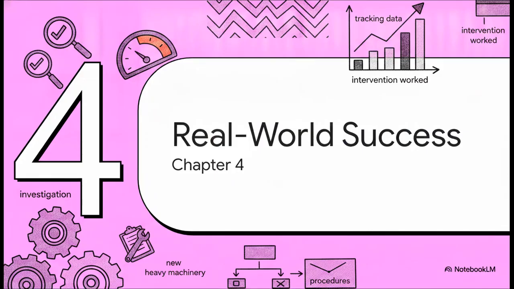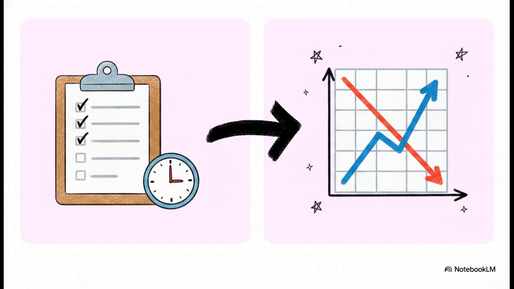Chapter 4, Measuring Real-World Success. All right, once those new procedures are in place, the job shifts from investigation to monitoring. We have to track proactive leading indicators to ensure the new rules are actually being followed, and lagging indicators to confirm the equipment is genuinely running better.